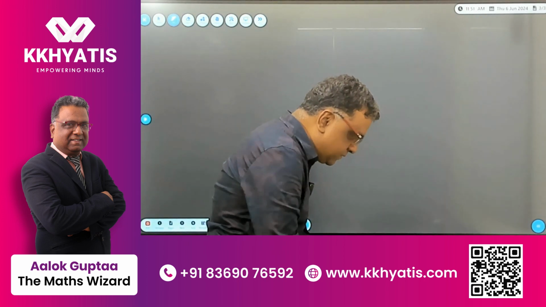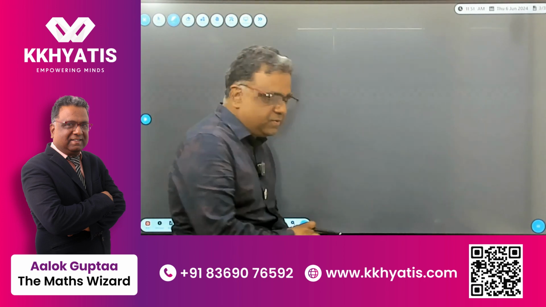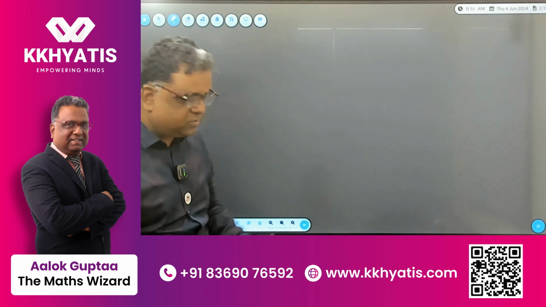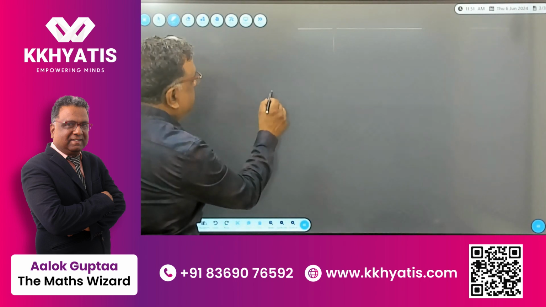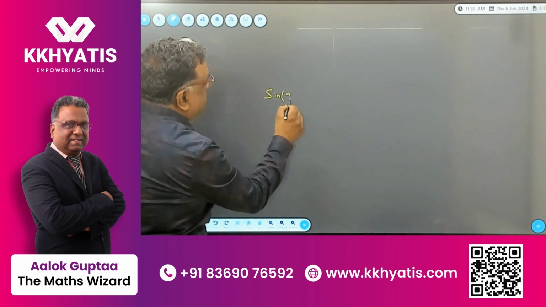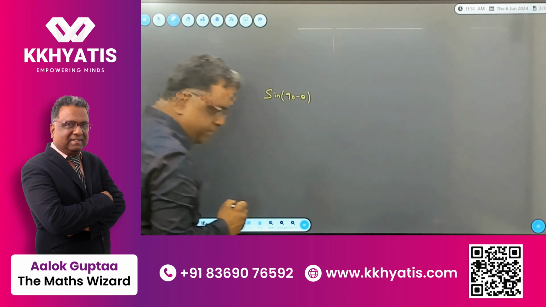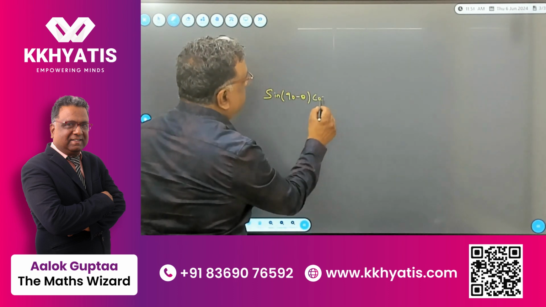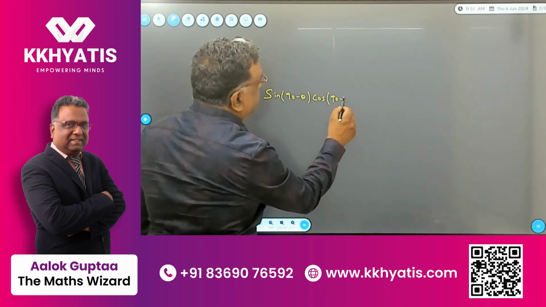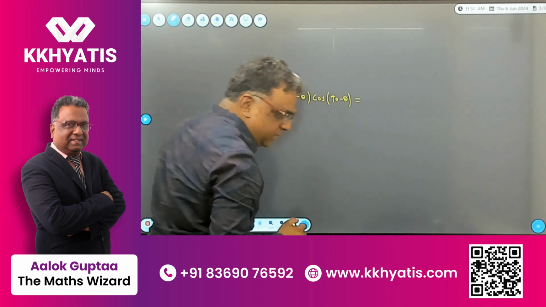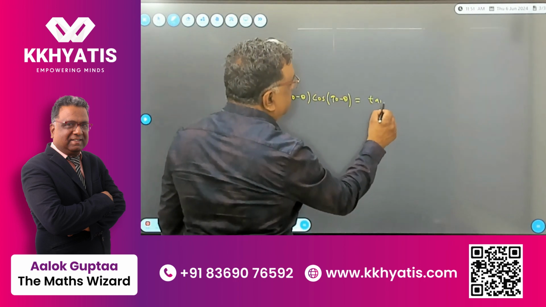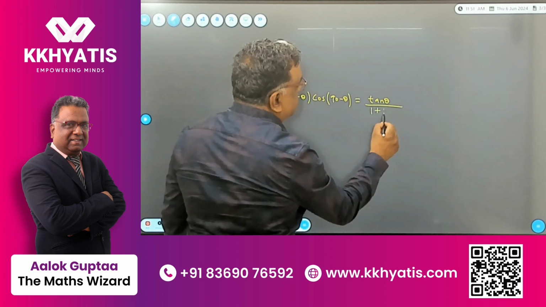Let us try to solve some sums where we have to prove left hand side equals right hand side. So sine 90 minus theta into cos 90 minus theta, you have to prove, is equal to tan theta upon 1 plus tan square theta.